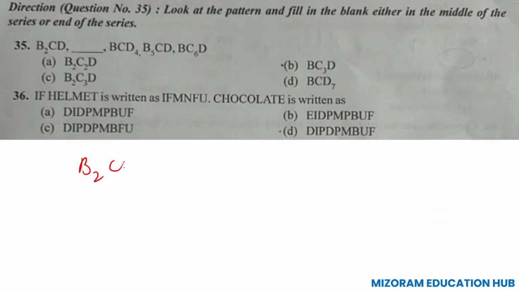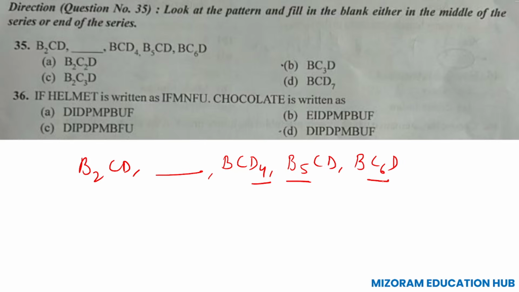B, 2, CD, B, C, D4, B, 5, CD, and B, C, 60. So the numbering is alternate letters: D, B, C comes. So definitely the previous one, C, and the next is 3.